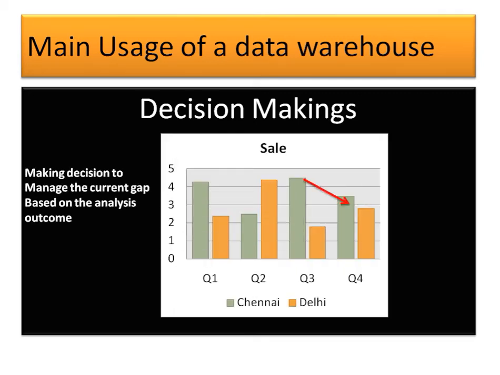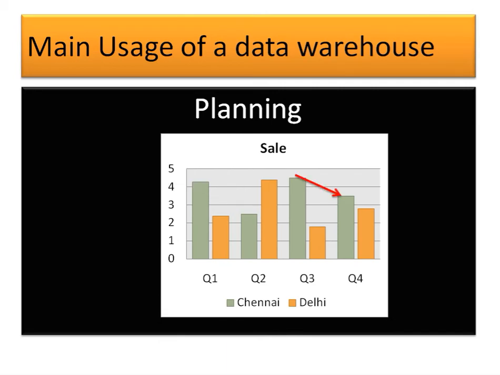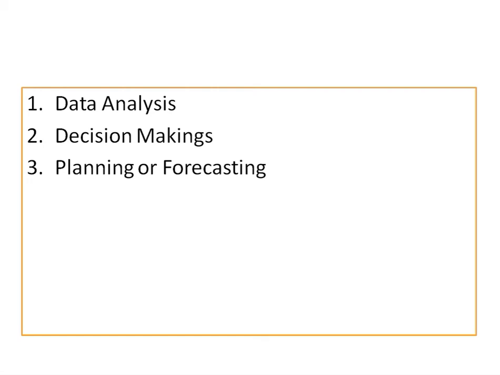Decision making will be done to manage the gap based on the outcome. So how will they do it, and with planning. Planning comes here, where after finding the root cause, they will try to rectify it and come up with a new plan to overcome the causes, which can improve the sales revenue in the next quarter. So the main use of a data warehouse is data analysis, decision making, planning, and forecasting.